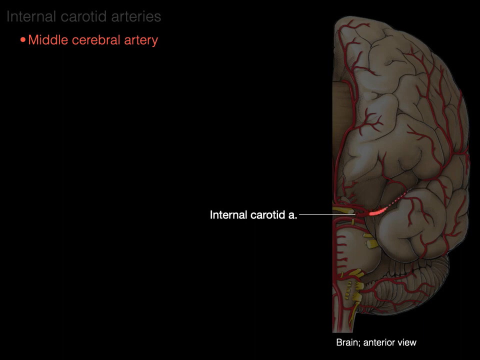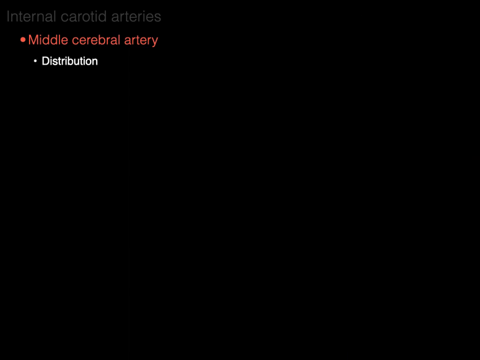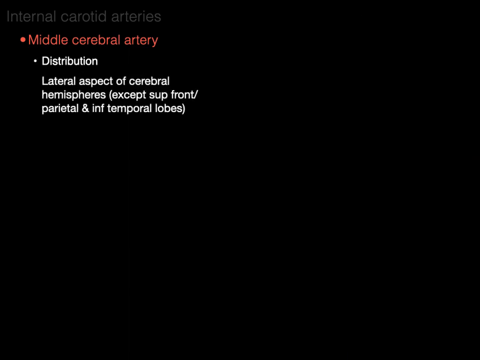There's our internal carotid artery, and there is our middle cerebral artery right within that lateral sulcus. And so the distribution is through the lateral aspect of the cerebral hemispheres, except for the superior portion of the frontal and parietal lobes, and for the inferior part of the temporal lobe. Let's see what that means.